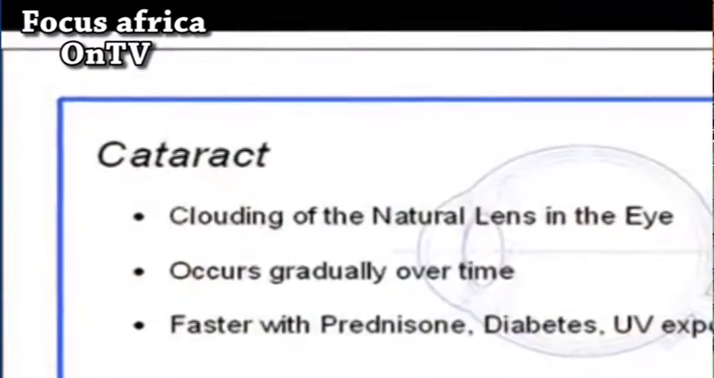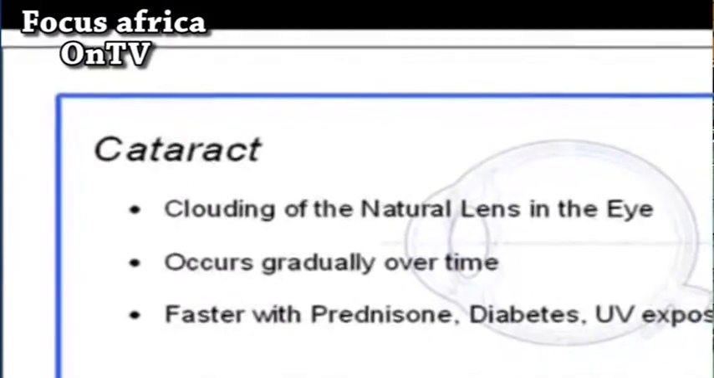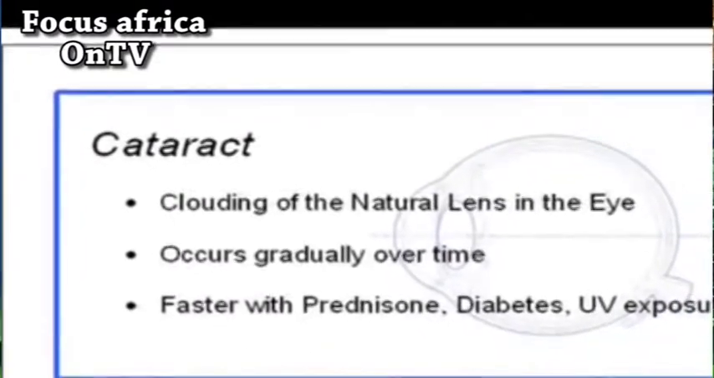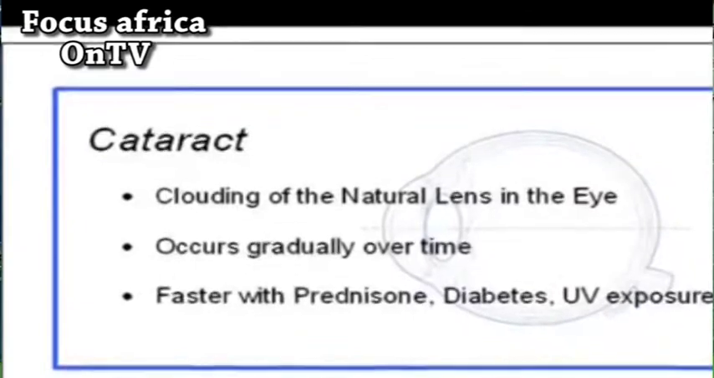Cataract is the medical name for any opacity in the crystalline lens of the eye. When I say crystalline lens of the eye, we're talking about the lens behind the cornea. There are two lenses in the eye. We have the one at the front, the one you can see, like the black, and there's another one at the back, that's the lens. So anything that causes opacity in the lens is called cataract.